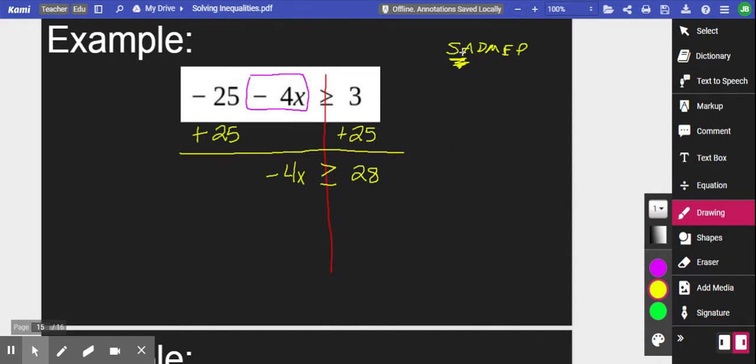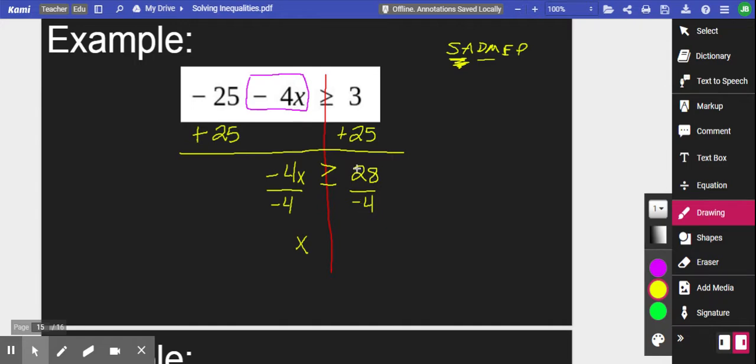So, double checking, subtraction or addition to my variable term has been completed. So next we move on to division or multiplication. My variable is x, and I have a negative 4 being multiplied by my x. So I want to use my identity property, and I need this to equal 1. So with a negative 4 being multiplied, I'm going to divide by negative 4. And again, what I do to one side, I must do to the other.